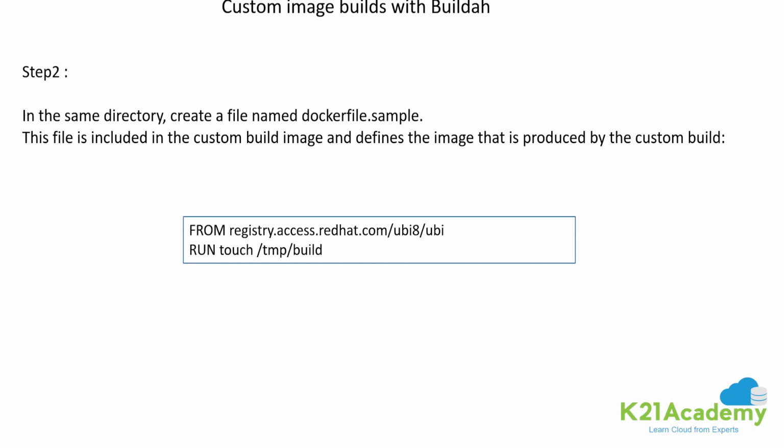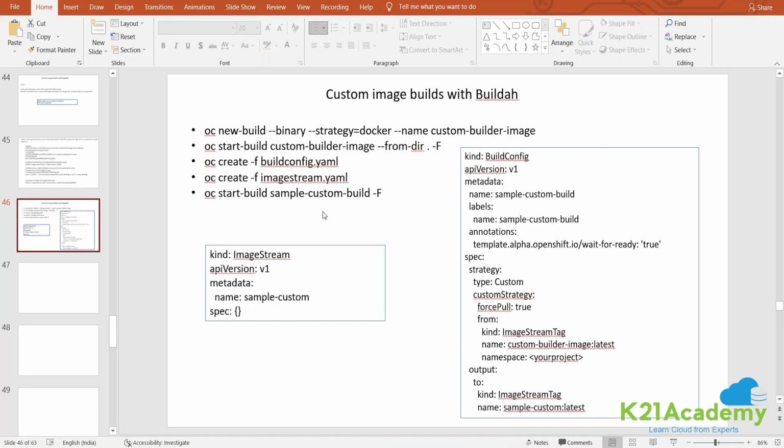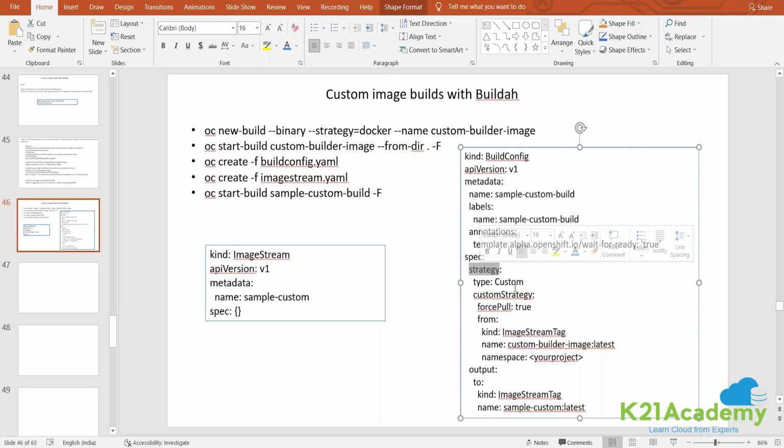The second step is that you have to use whatever image you have created. In the same directory, you can create a file called dockerfiles.sample. This file is included in the custom build image and defines the image that is produced by the custom build. So you need to specify that here. Then in the same directory, you can define such commands. This is a build config, and inside the build config you can give the metadata. The strategy is called custom, and you need to specify where this image is coming from, whatever image you have just created. You can use this one, and then the output strategy is where you want to keep your output, that is, in the image stream. So this you need to create.